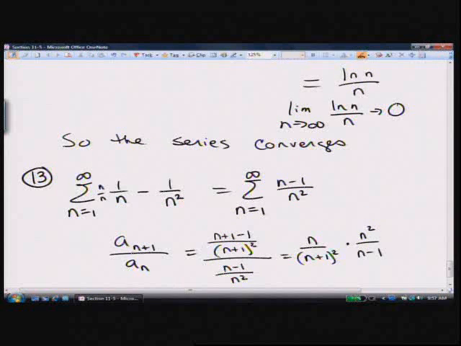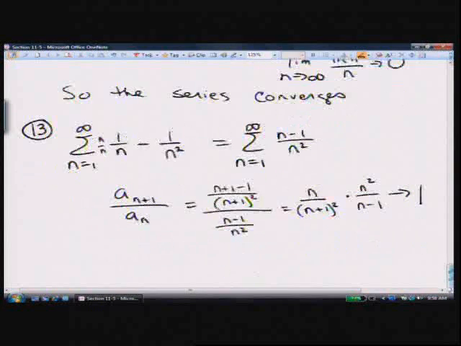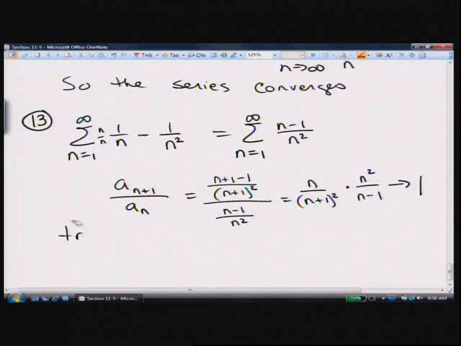And what do we get? Where's that go? It behaves a lot like n cubed over n cubed, right? So that limit goes to 1. Do you see that? That's a bummer, if it's equal to 1, then that's a bummer. Okay, so try something else. So it's inconclusive.